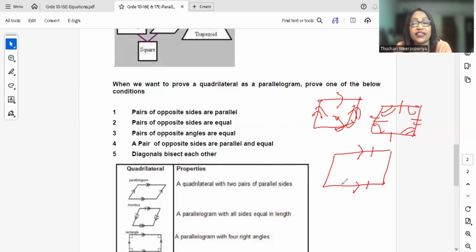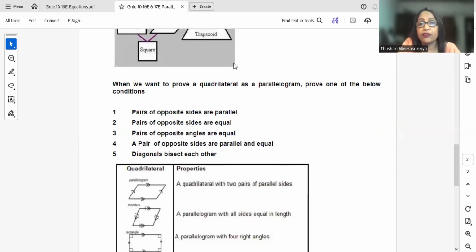Next one, diagonals bisect each other. You draw the two diagonals. If you can show this equals this and this equals this, that is also a parallelogram, right? You have 5 cases. You can use one of the cases to show a quadrilateral is a parallelogram, right? I assume you can understand this lesson very well.